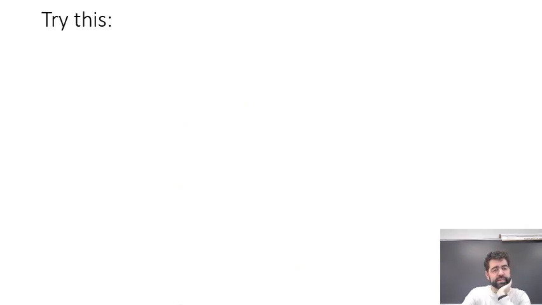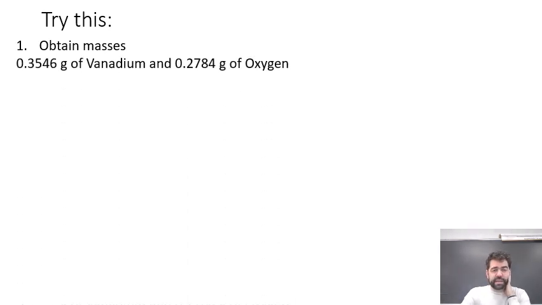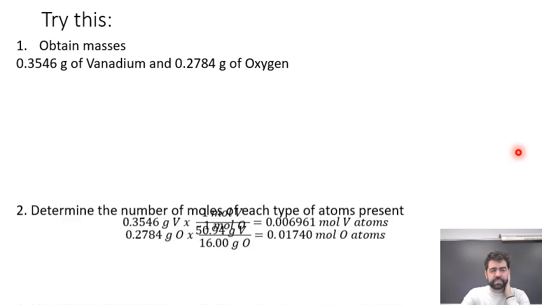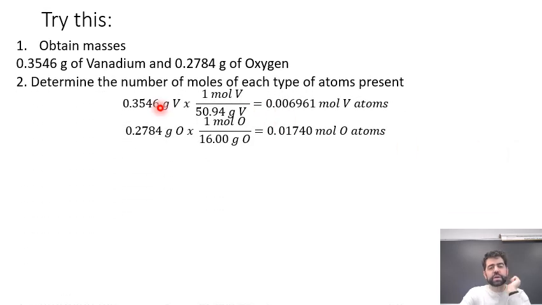Let's look at another example. Let's try this out. Step 1, obtain the masses. I'm given these two masses. Don't forget, I can be given percentages too. If I'm given percentages, we'll just assume it's out of 100 grams. Can just talk about those in terms of grams. So here we go, vanadium and oxygen. I'm going to take those and convert those grams right into moles. Both go to the periodic table, figure that out, do your division.